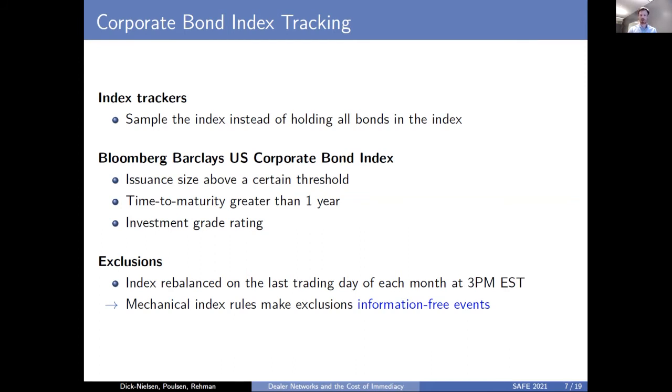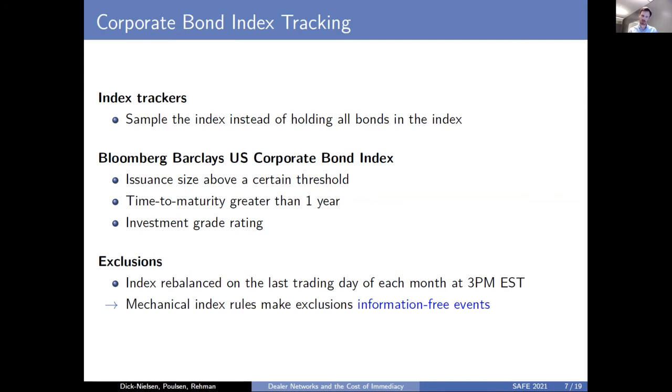And exclusions from this index always happen on the last trading day of the month at 3 p.m. Eastern Time. The type of exclusions we consider is when a bond's time to maturity drops below 1 year during the month, then by the end of that month, it gets excluded from the index. And similarly, when a bond is downgraded from investment grade to speculative grade during the month, then by the end of that month, it gets excluded from the index.